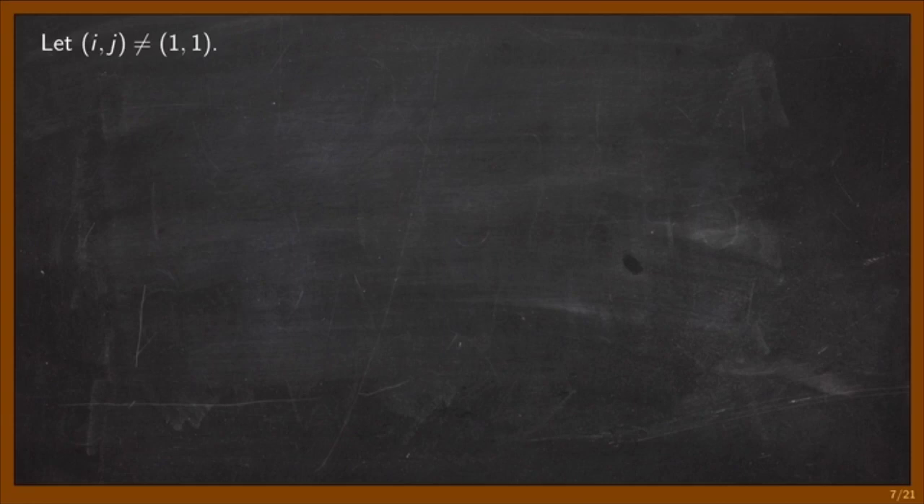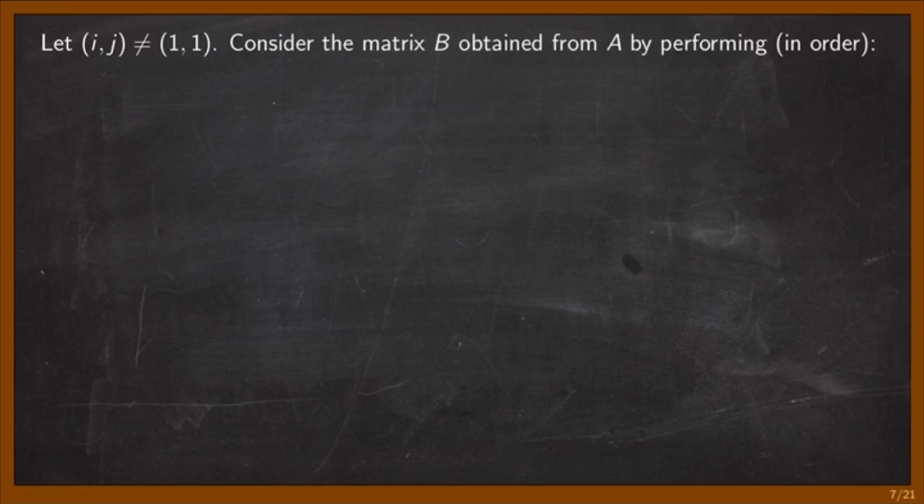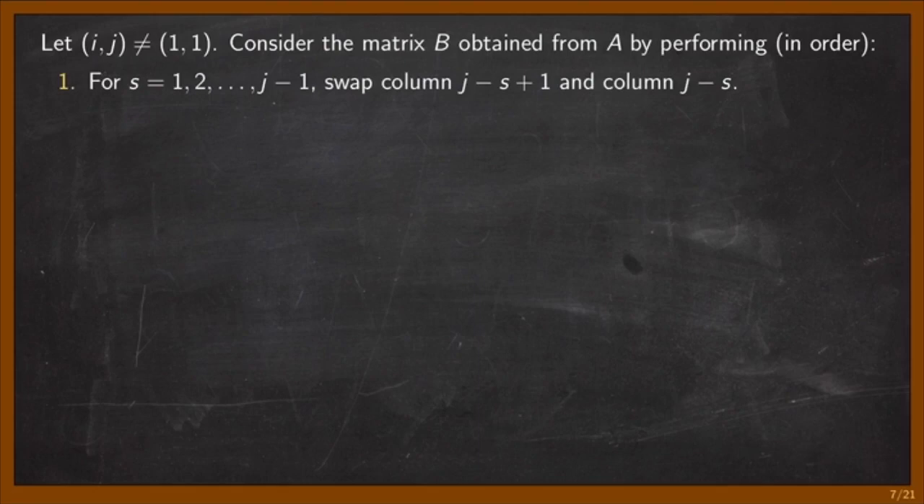Now let's consider the more general case. What if ij is not located at 1,1? How do we compute the cofactor of that ij entry? First, consider the matrix B obtained from A by performing the following in order.